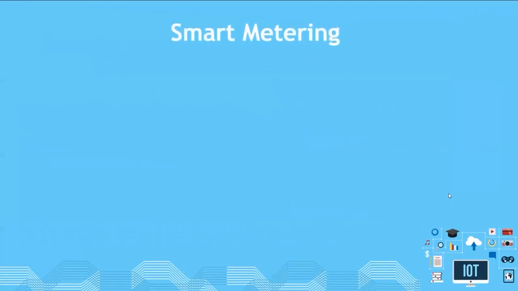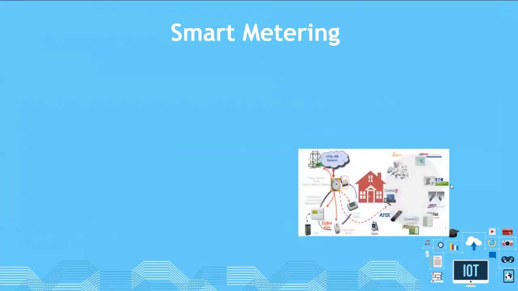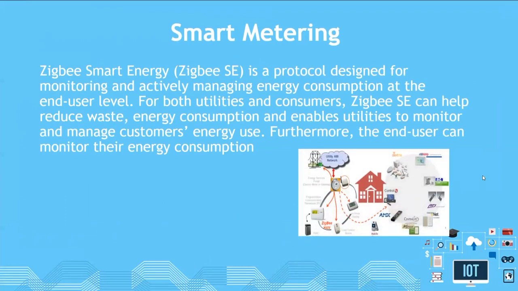Another application of ZigBee is smart metering. ZigBee Smart Energy is a protocol designed for monitoring and actively managing energy consumption at the end user level. For both utilities and consumers, ZigBee Smart Energy can help reduce waste and energy consumption, and enables utilities to monitor and manage customers' energy use. Furthermore, the end user can monitor their energy consumption.